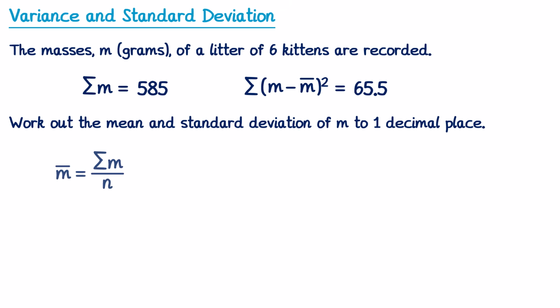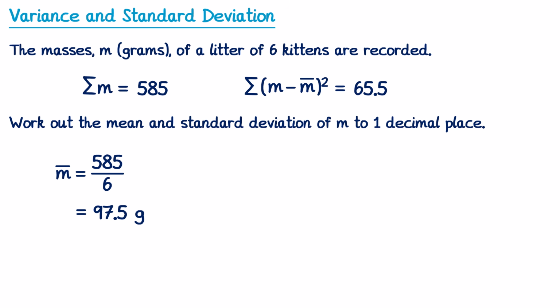So for the mean, m bar, we need to do the sum of m over n. The sum of m is given in the question, that's 585, and n would be the number of kittens, which is 6, given in the question as well. So we do 585 over 6, which is 97.5 grams. So that's the mean done.